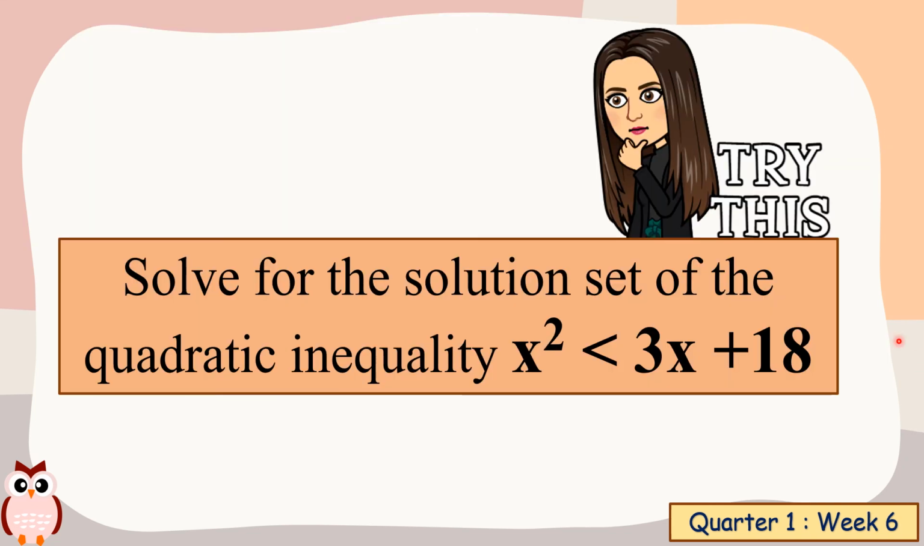So I want you to try this for me to know if you really understand our topic for today. So you're going to solve for the solution set of the quadratic inequality x squared is less than 3x plus 18. So you have to show your complete solution and make sure that you have here a clear graph whenever you submit your answers.